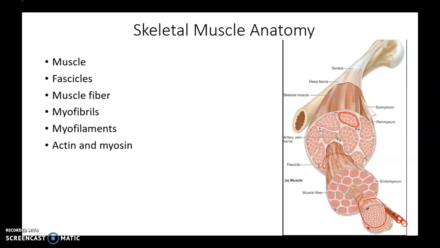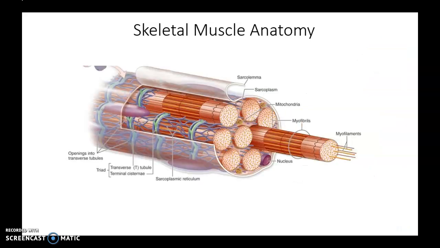So to review, muscles are made up of fascicles. Fascicles have muscle fibers. Muscle fibers are made up of hundreds to thousands of myofibrils. Myofibrils are made up of myofilaments. Two types of myofilaments, actin and myosin. I want you to know that actin is the thin filament and myosin protein makes up the thick filament.